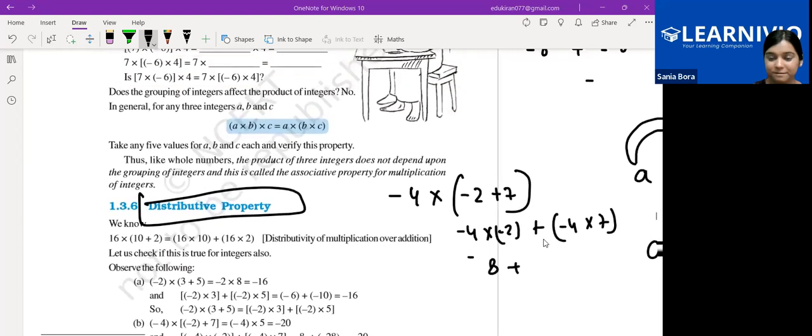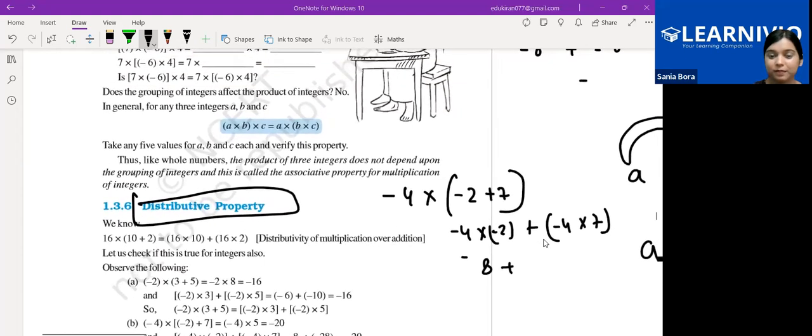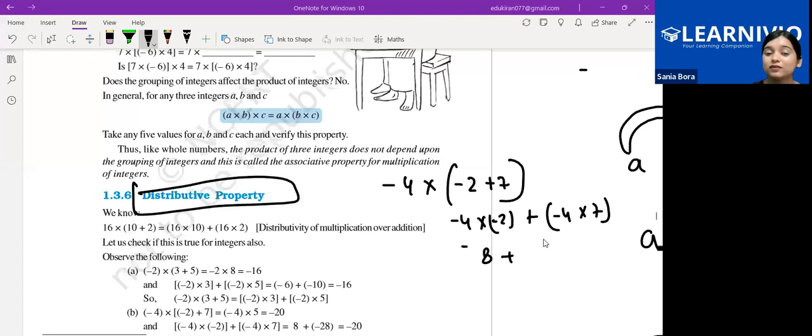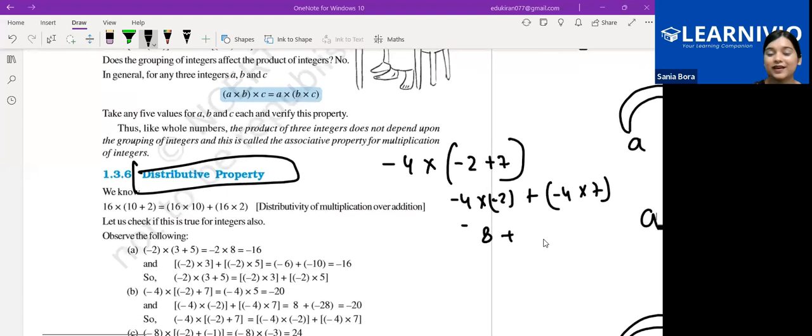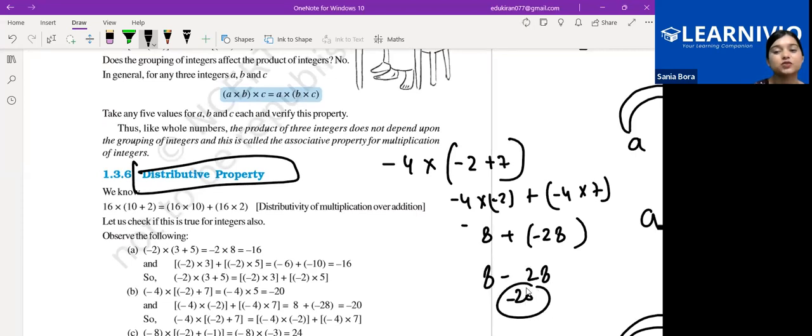Ma'am, I got minus 30. I also got minus 36. Let's see. And 7 fours are 28, minus 28. Then plus minus 8 minus 28. Are you not getting minus 20?